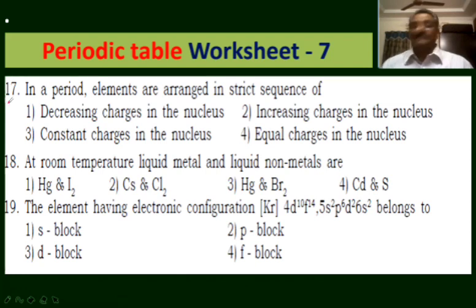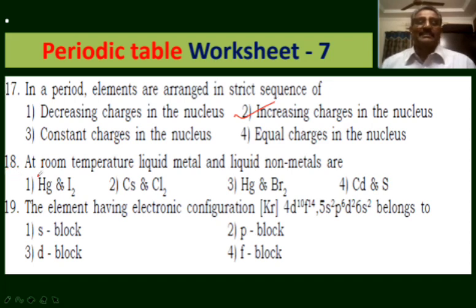Next, 17th question. In a period, elements are arranged in a strict sequence of decreasing charges in the nucleus, increasing charges in the nucleus, constant charges in the nucleus, equal charges in the nucleus. In the periodic table, the elements are arranged in the increasing order of atomic numbers. As the atomic number increases, the nuclear charge also increases. So, in the periodic table, the elements are arranged in the strict sequence of increasing charges in the nucleus. The second option is the right option.